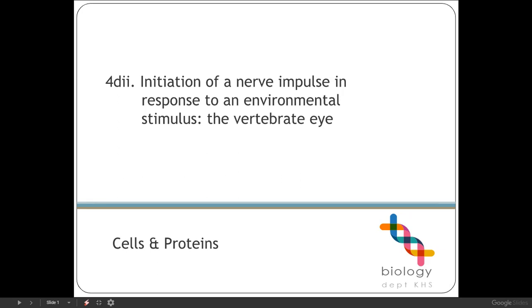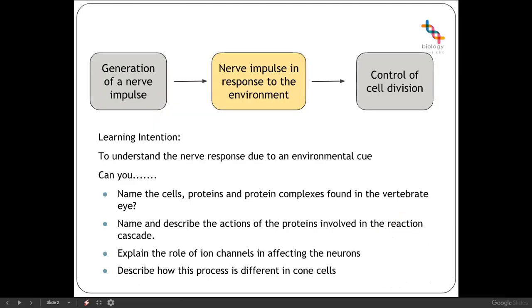Hello and welcome to this lesson for Advanced Higher Biology, which is a continuation of the previous one where we looked at the generation of a nerve impulse. This is essentially the process by which this would happen if we had an environmental stimulus, and we're going to use the vertebrate eye as our example. So what you're expected to be able to do is understand the nerve response due to an environmental cue.